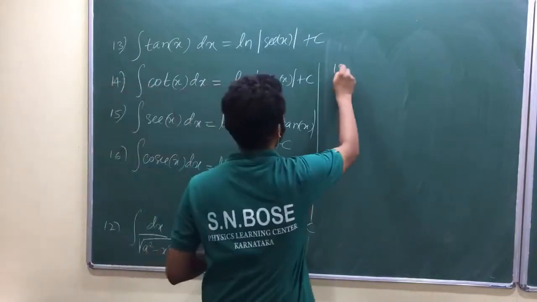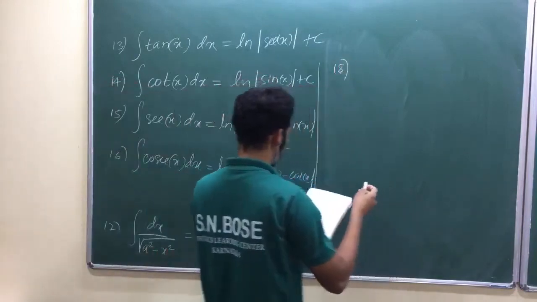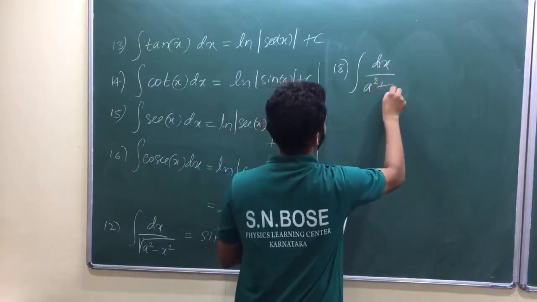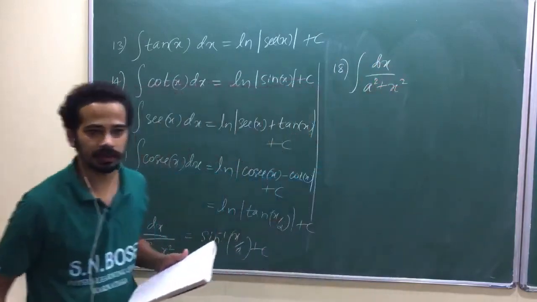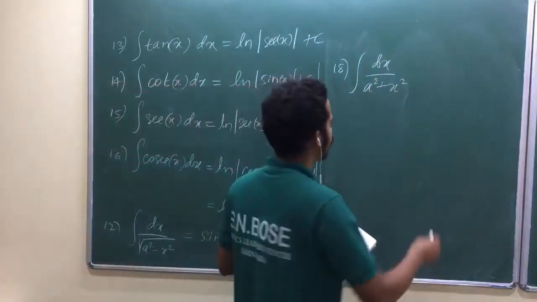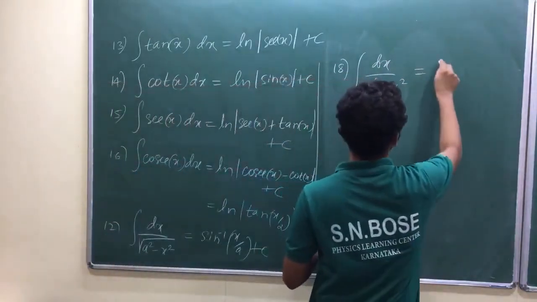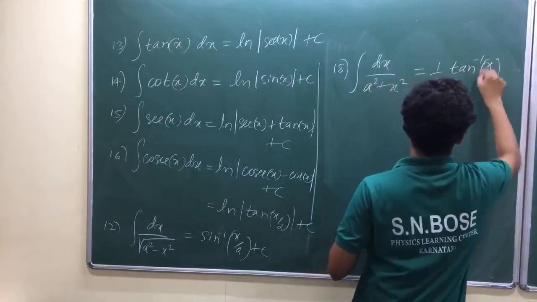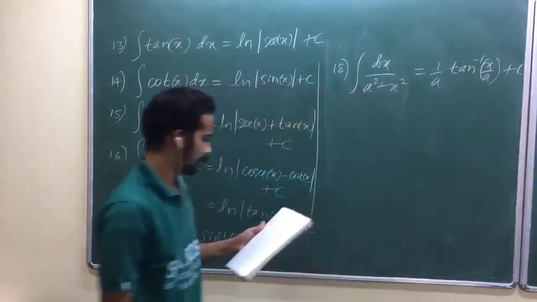Similarly, integral of dx by a square plus x square. What is the substitution? X equal to a tan theta. If you substitute, you will get the answer, isn't it? So that's equal to 1 by a tan inverse of x by a plus c. Don't forget that 1 by a.